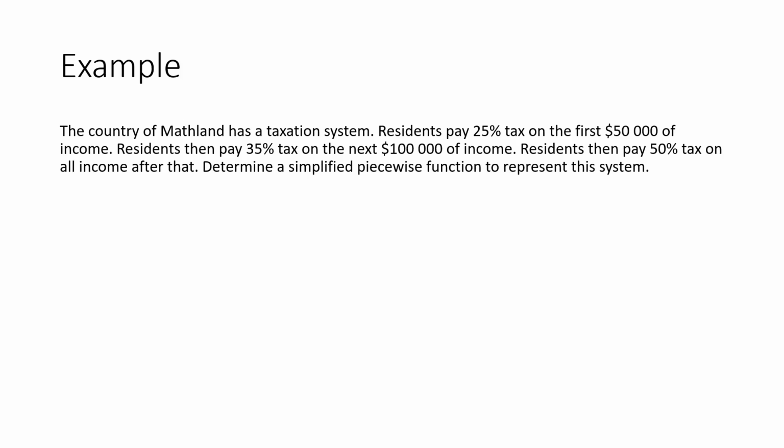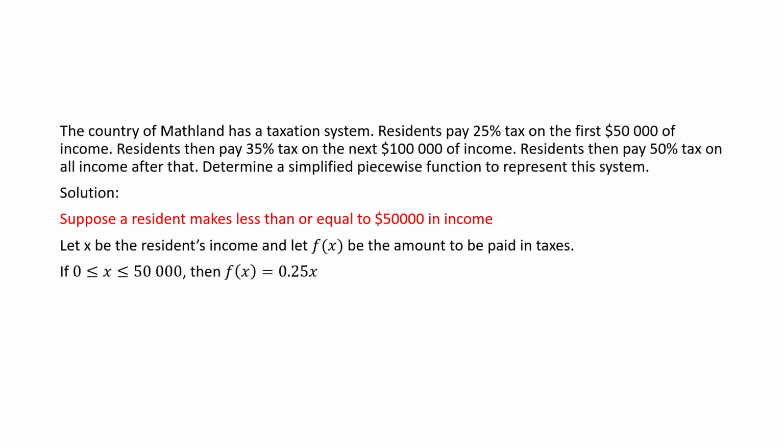And finally, let's do a word problem question and talk about a country we all want to go on vacation, Mathland. Mathland has a taxation system where residents pay 25% tax on the first $50,000 of income. They then pay 35% tax on the next $100,000 of income and 50% tax on all income after that. Let's get a simplified piecewise function to represent the system.